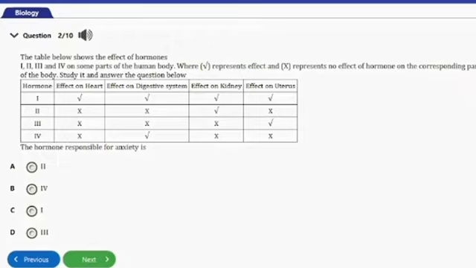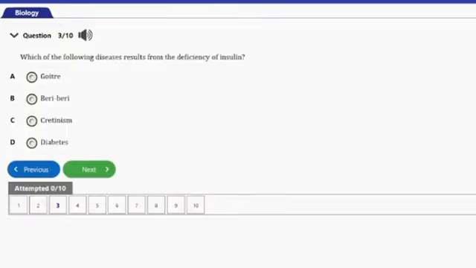So guys, already we should know that this hormone we are talking about should be adrenaline. So when we check the hormone that has the same effects as adrenaline on this table, we'll notice that it's hormone I, which has an effect on the heart, the digestive system, the kidney, and the uterus. So that's it for that question. Option C is the answer to this question. So let's consider the next question here.